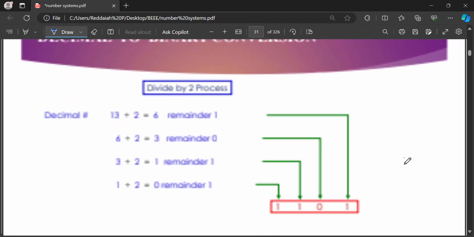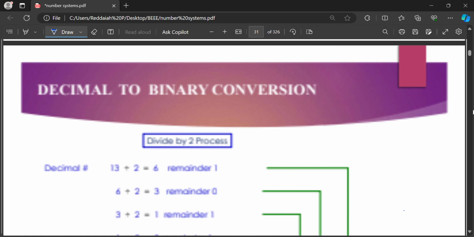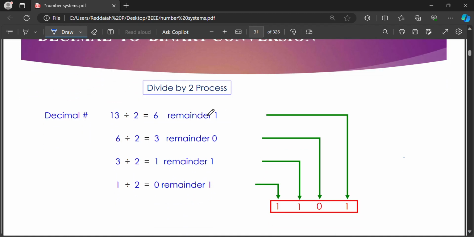Decimal to binary conversion. If you want to convert any decimal number, we have to divide by 2. Suppose, for example, 13 we are converting from decimal to binary. 13 is successively divided by 2. 13 divided by 2 is 6 and the remainder is 1. Similarly, 6 divided by 2 is 3 and the remainder is 0. Again, 3 divided by 2, the remainder will be 1. If 1 is divided by 2, the remainder will be 1. You can write 1101.